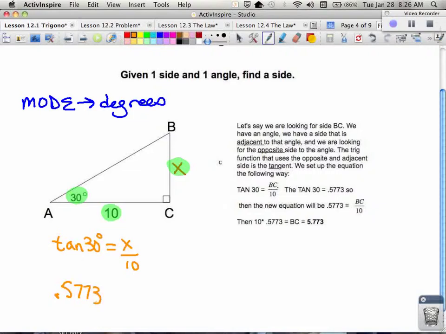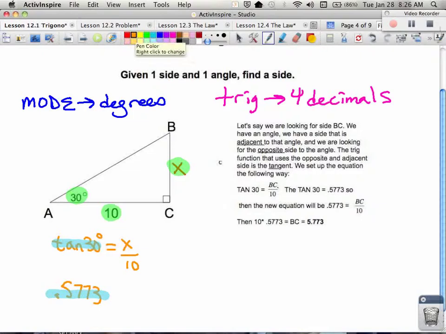0.5773. So tangent 30 that we see right here, when you type it in your calculator, out should pop 0.5773. Check that out now. The big deal with trigonometry is you are always going to be writing trig values to 4 decimal places. This is required. You have to have 4 decimals. That's why I wrote 0.5773 instead of just 0.58. Otherwise, you will not be accurate enough in your degree measurement.